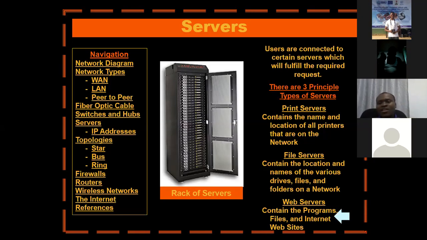Then the file servers. It could be that you have a particular software that everybody needs to access on the network. This software is stored on a particular server called the file server. Everyone needs the software. It could be some drives, some folders and so forth. These folders are kept on the file servers, which contain the locations and names of the various drives, files, and folders on the network. Web servers contain the programs, files, and websites.